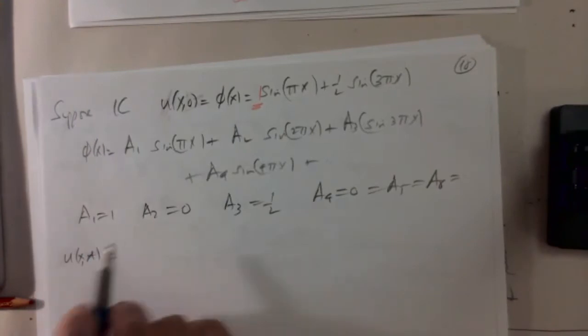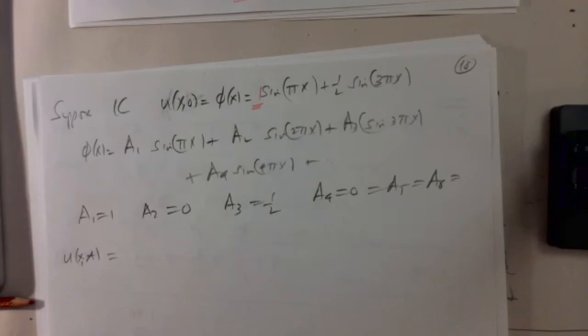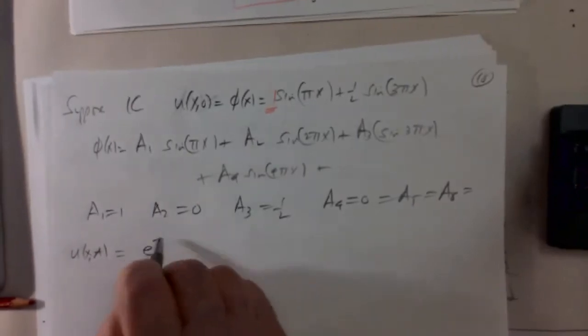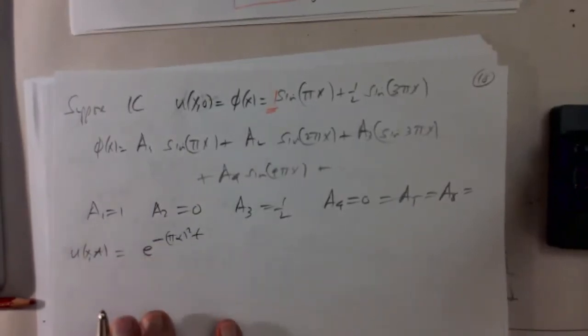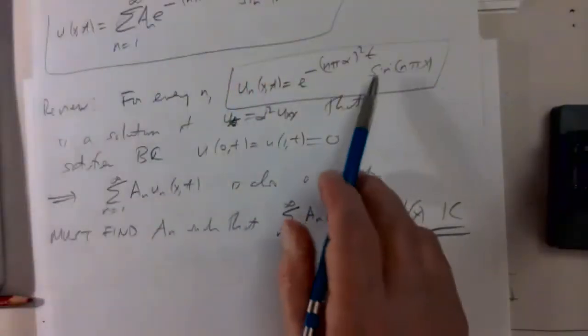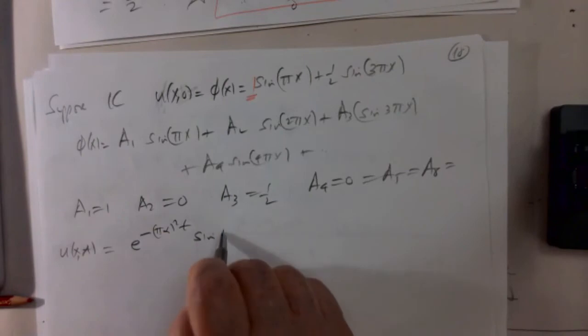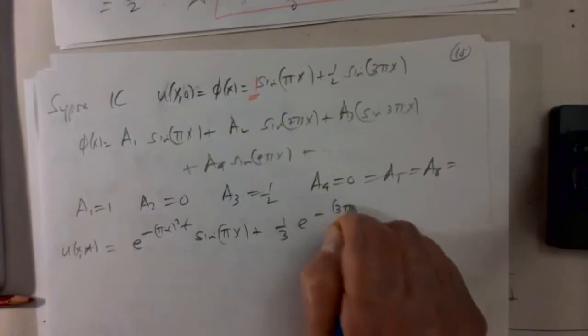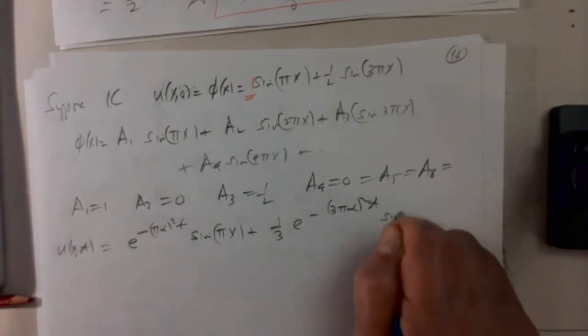So u of x,t, there's the term when n equals 1: e to the minus pi squared alpha squared t times 1 times sine of pi x, plus a half e to the minus 9 pi squared alpha squared t sine of 3 pi x.